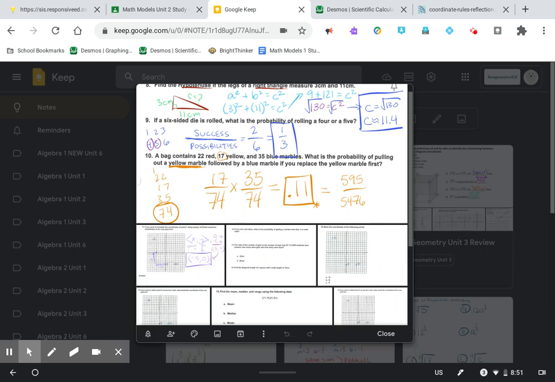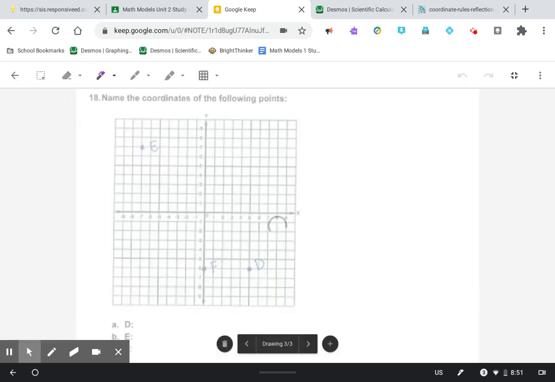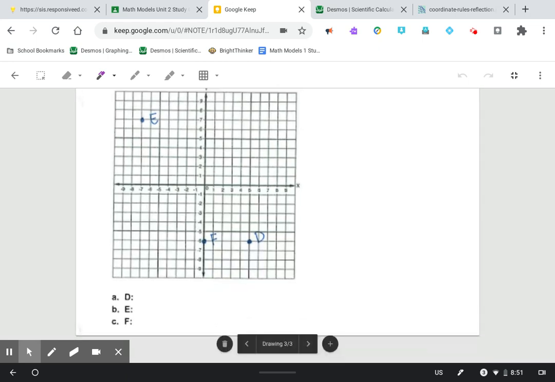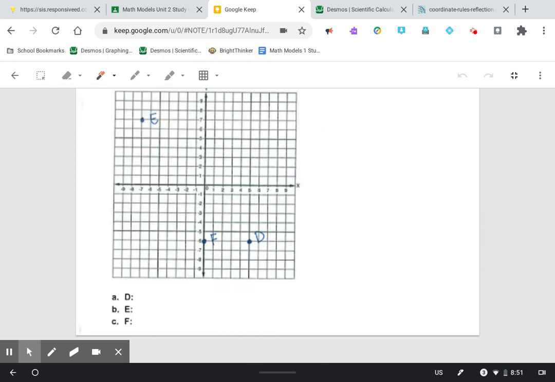All right. This is even more basic. They just want you to name the points, number 18 on the practice test. So again, to name the points, you find the x and y coordinates.